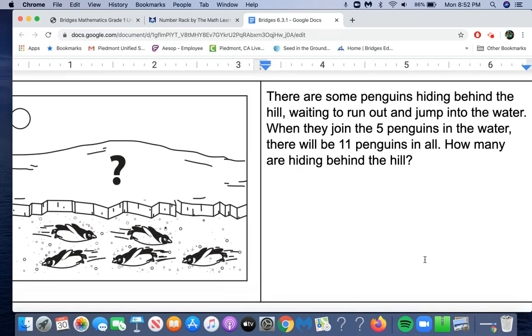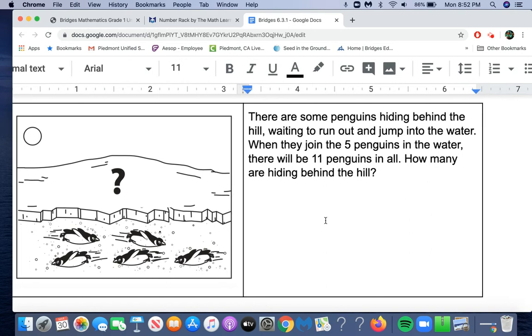There are some penguins hiding behind the hill. Oh, they're behind the hill, waiting to run out and jump into the water. When they join the 5 penguins in the water, there'll be 11 penguins in all. How many are hiding behind the hill? So pause the video, think, write an equation, and then when you've written it, you can resume the video, okay?